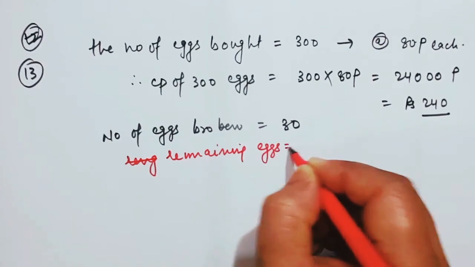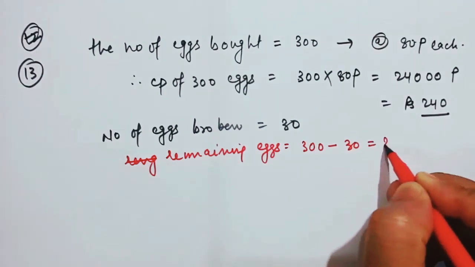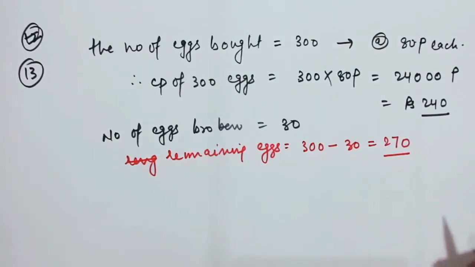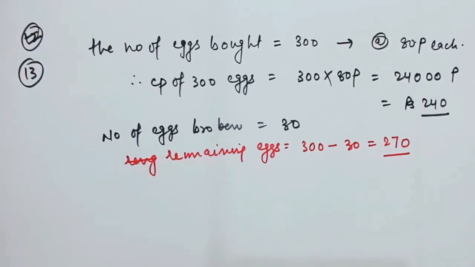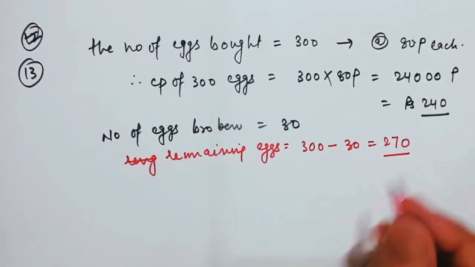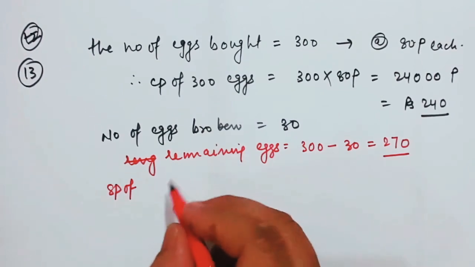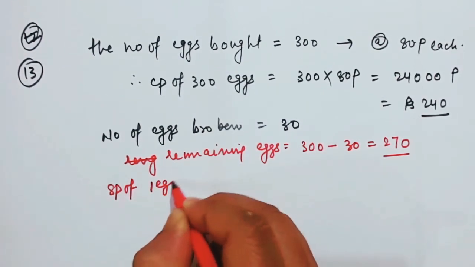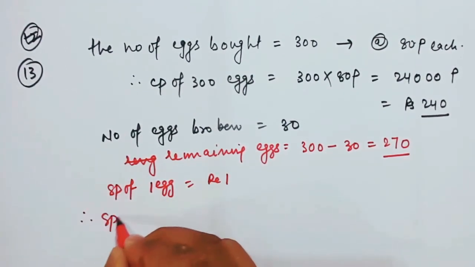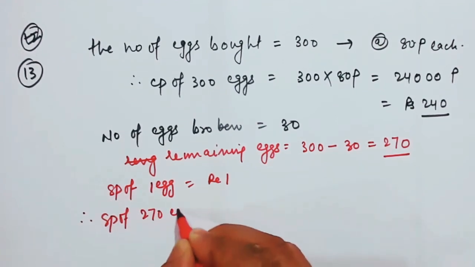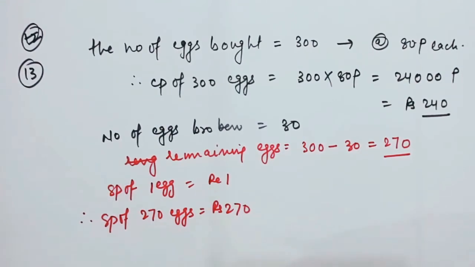Remaining eggs will be 300 minus 30 equal to 270. अभी अंडा वाला so clever, he will earn profit from this 270 eggs only, फूटने के बाद भी. And then the selling price of each egg, selling price of one egg equal to rupee 1. Therefore, selling price of 270 eggs will be equal to how much? Will be equal to rupees 270.